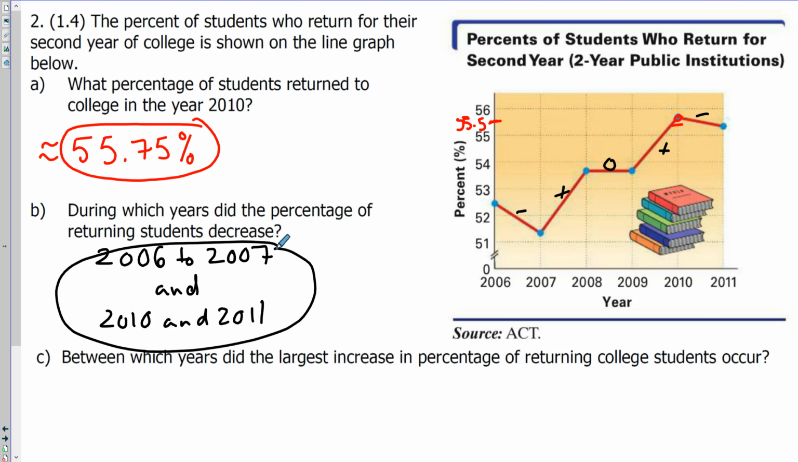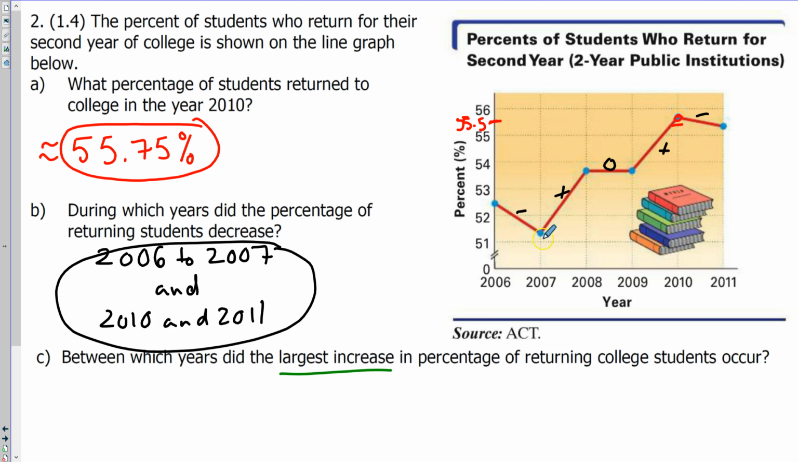Part C says, between which years did the largest increase in the percentage of returning college students occur? So here we want to know the increase, but we also want the largest increase. So to determine the largest increase, we're going to have to look at the sections of our graph where we saw an increase and actually calculate what the values changed from. So what we could do here again is estimate.